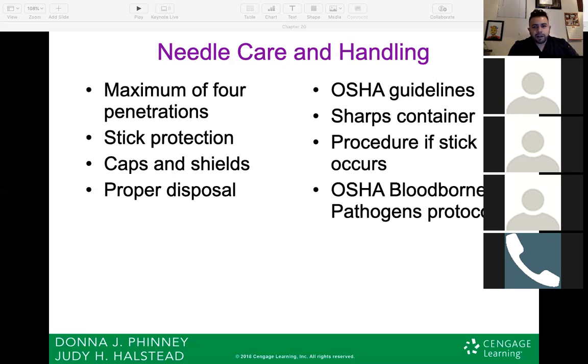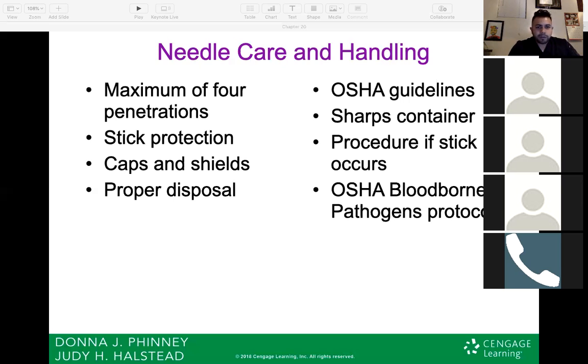If you do have a procedure stick or something happens where you end up sticking yourself with a dirty needle, the first thing you want to do is immediately squeeze your finger or wherever that needle penetrated you, and you want to get that area to bleed. One of the reasons for that is if you stuck yourself with a dirty needle that was used on a patient that had some type of bloodborne pathogen, if we quickly squeeze that blood out, it's possible to get a lot of those pathogens out of your body before it gets into your bloodstream.